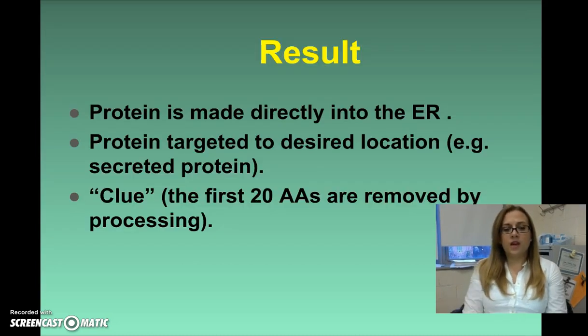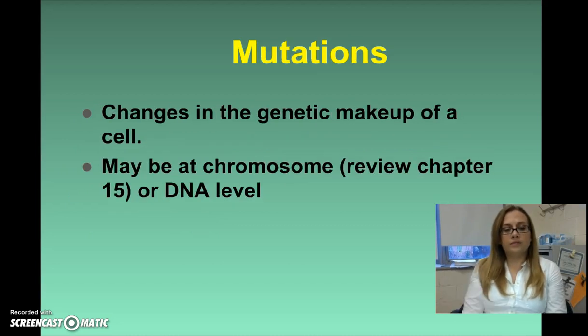the cell. So the result is that the protein is made directly into the ER, and then the protein can be secreted once it's complete. And so that clue, what cues in that the ribosome should attach to the ER, is going to be removed during processing. So the first 20 amino acids are going to be removed.